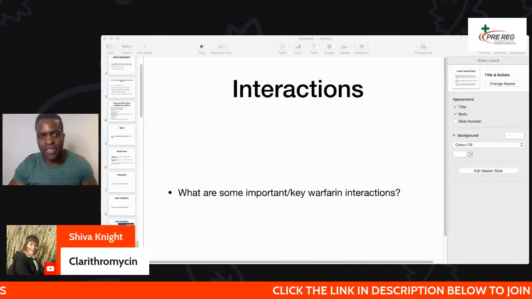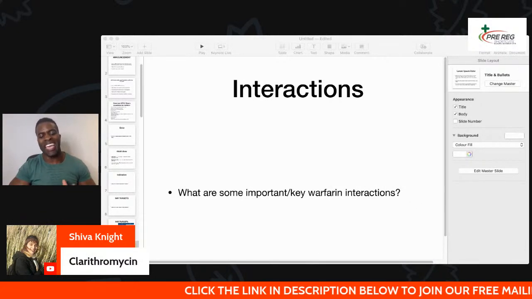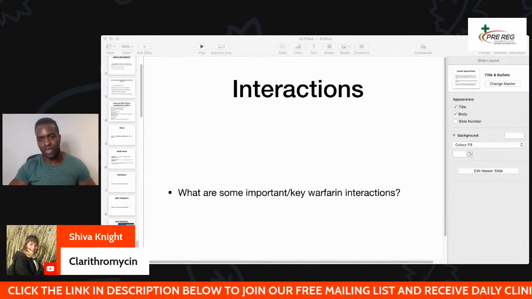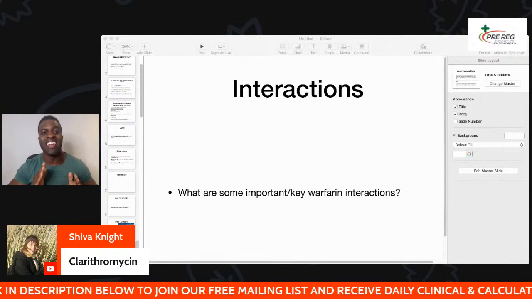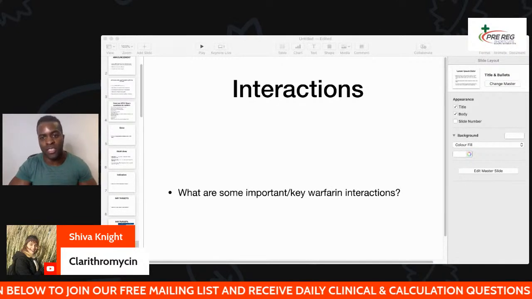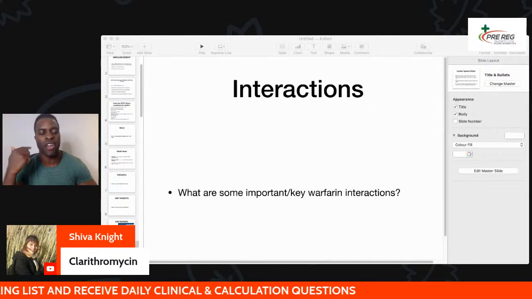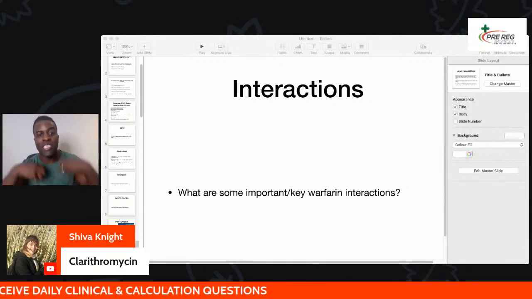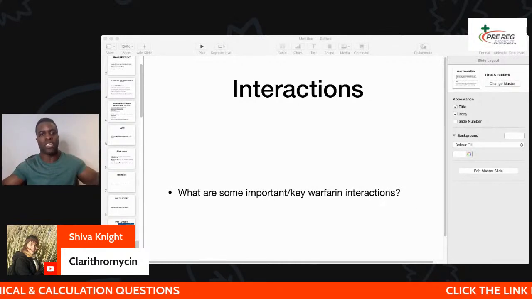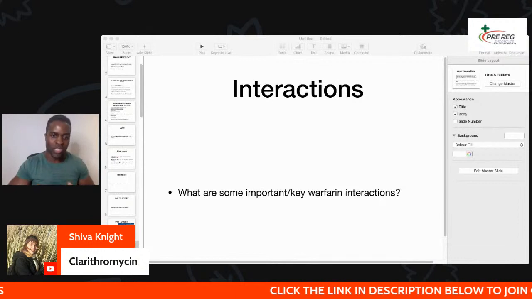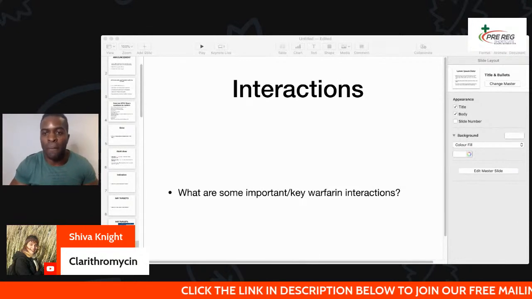Just to clarify this, this is the chapter where you need to know your enzyme inhibitors and enzyme inducers. If you know your inhibitors and you know your inducers, life is easy when it comes to interactions with warfarin, because most of these interactions increase INR. They increase the exposure of warfarin, most interactions. But you have a number of them, your inducers, that do the opposite.